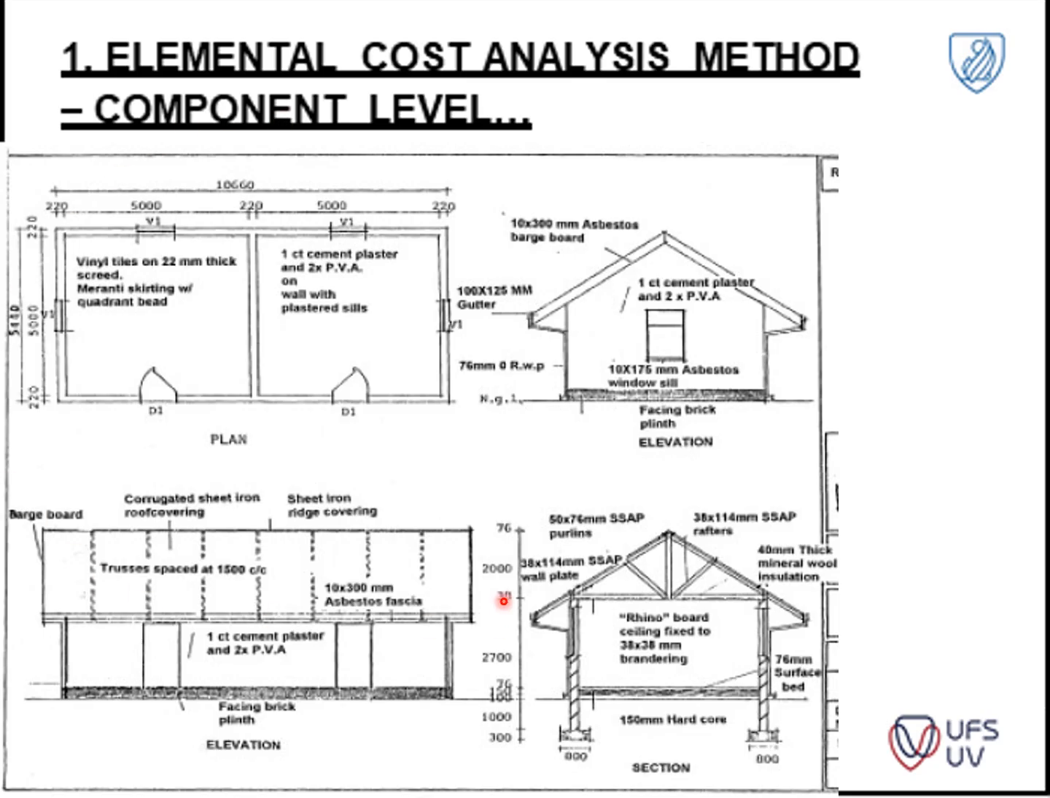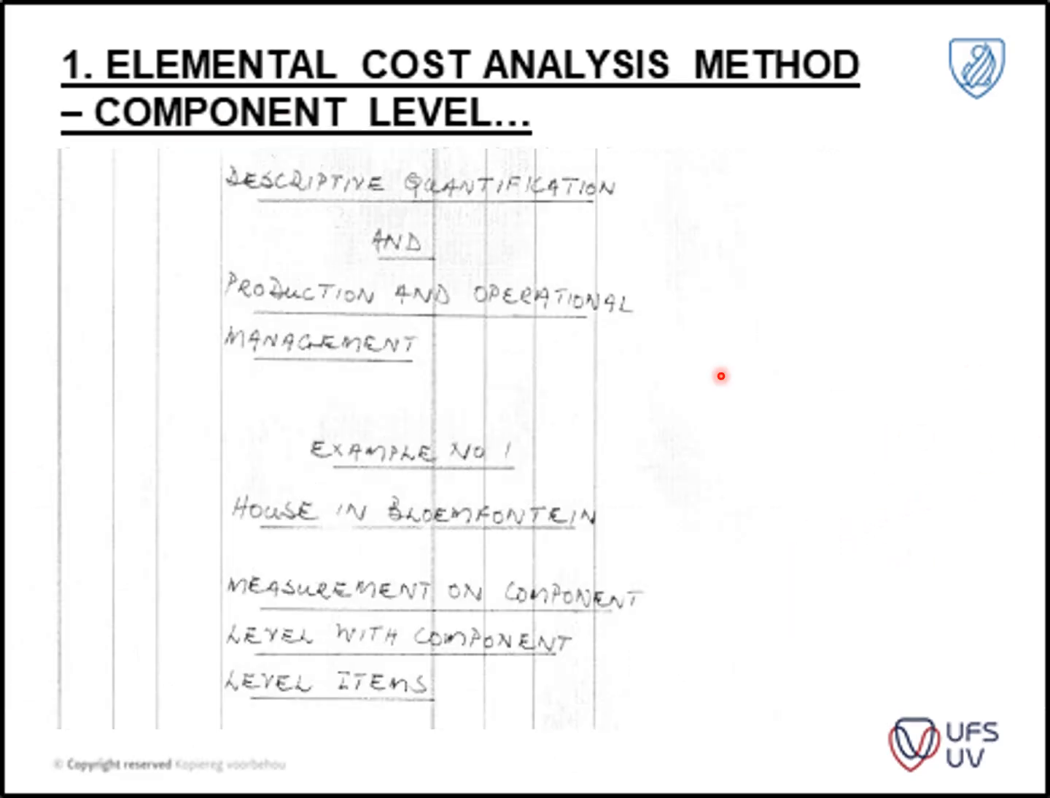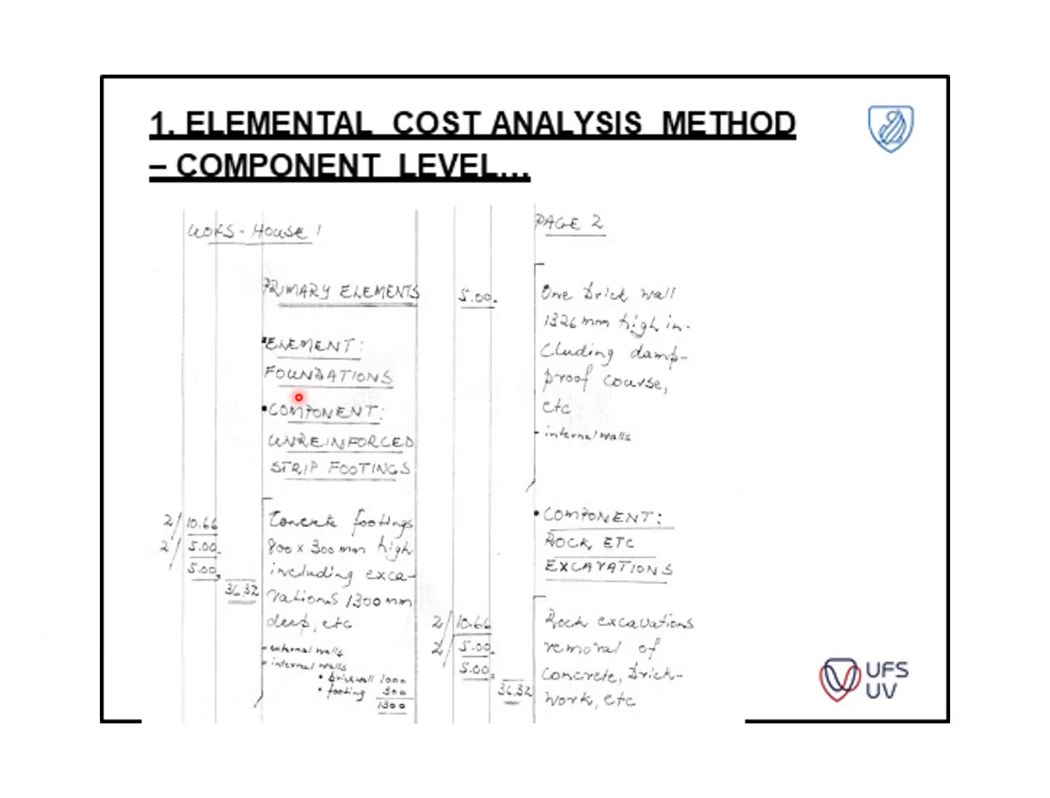So you will see this drawing in the annexures of your study notes, with a hand drawing, where your dimensions are taken down. This is how you usually do your BOQ and your descriptive quantification dimensions. So you should be very familiar with the processes involved in this, where you divide your project into the primary elements and everything that falls underneath that. So you've got your primary elements, the element of foundations, components, etc.